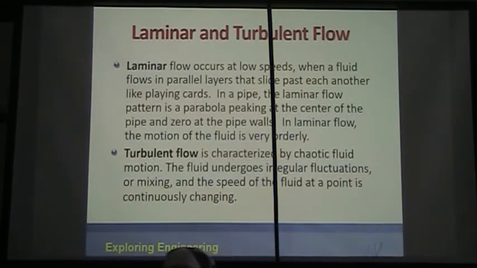Okay, laminar flow occurs at low speeds when a fluid flows in parallel layers that slide past each other like playing cards. In a pipe, the laminar flow pattern is a parabola peaking at the center of the pipe and zero at the pipe walls. In laminar flow, the motion of the fluid is very orderly. Turbulent flow is characterized by chaotic fluid motion. The fluid undergoes irregular fluctuations or mixing, and the speed of the fluid at a point is continuously changing.